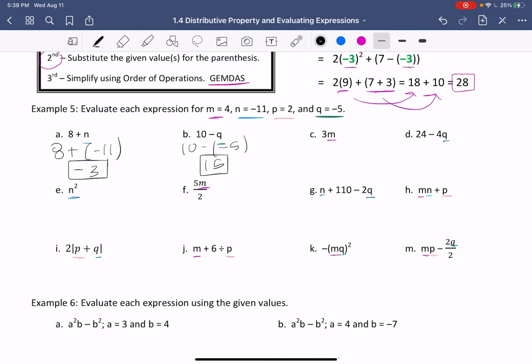3m, we said m equals 4. So we have 3 times 4, and that's going to give us 12. D, we have 24 minus 4q. Our q is negative 5. So we're going to have 24 minus, notice that it says 4q, so minus 4 times negative 5. We need to distribute this out first. So then we have 24, and negative 4 times negative 5 is going to give us positive 20. So we have 24 plus 20, which is going to give us 44.